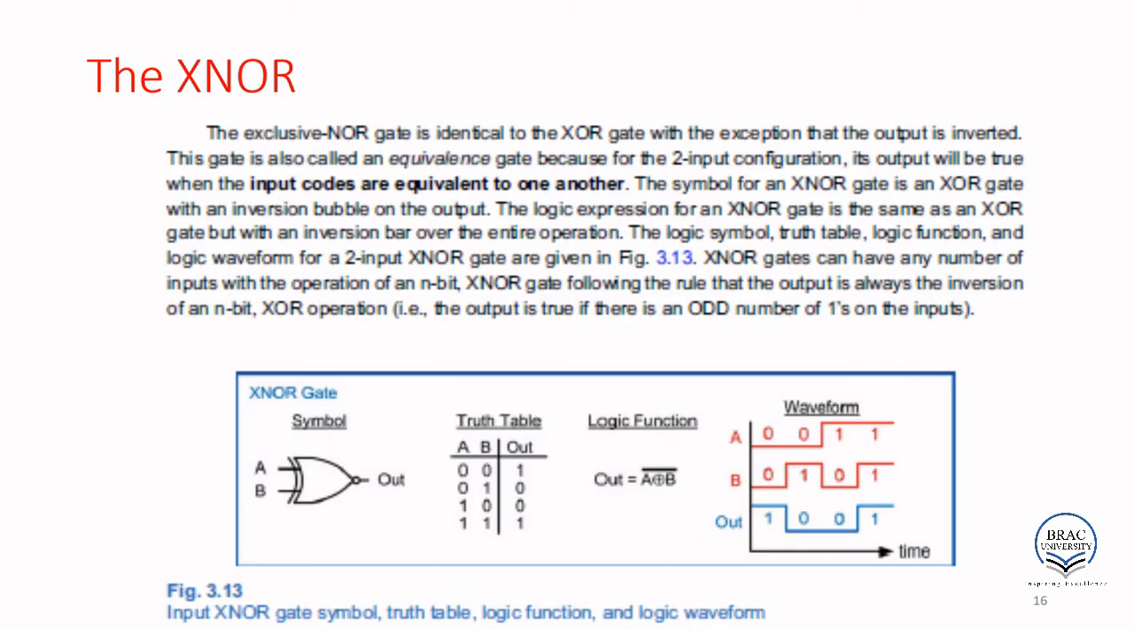XNOR gate. This is the symbol of the XNOR gate. An OR gate, then this curve, then this inverter. So if both of the inputs are the same, the output will be high, otherwise the output will be low. This is A XOR B bar. This is called XNOR. In the waveform, 0 0 output high, 0 1 output low, 1 0 output low, 1 1 output high, something like that.